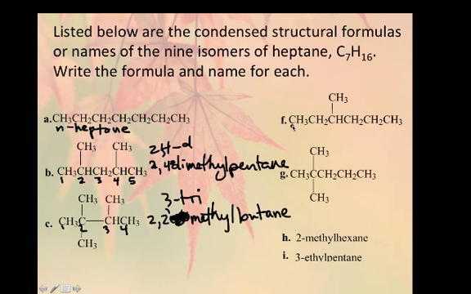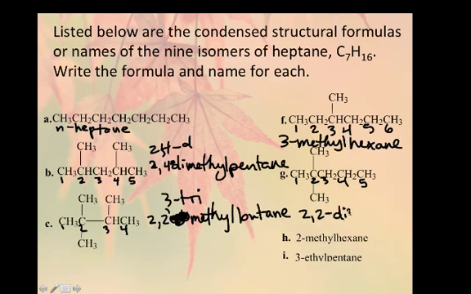How about part F? 1, 2, 3, 4, 5, 6. And my 3rd carbon is my lowest number I can get. So 3-methylhexane. 1, 2, 3, 4, 5-carbon chain. So 2,2-dimethylpentane. Hey, didn't we have that? No, we had a 2,4-dimethylpentane. There we go. All right, how about 2-methylhexane?